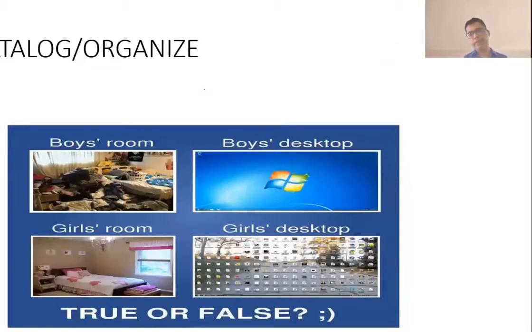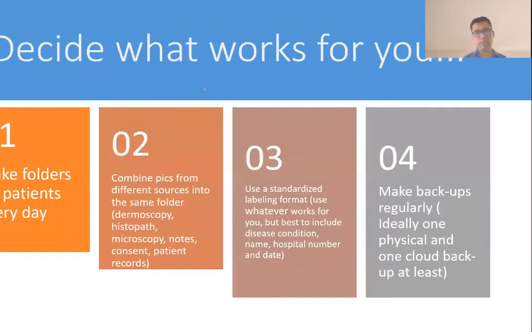Cataloging and editing are two things which we always need to discuss in terms of clinical photography, but we don't have time to go into detail on that. Just a few points which I would consider keeping in mind: number one, try to save the images to folders each day. So make a folder on the computer for each patient, and try to save it each day. In that same folder, you can combine pics from different sources, so dermoscopy, histopath, and later on, if you have the documents, imaging and so on, you put it in the same folder. When you label the folder, use a standardized folder labeling format, whichever works for you.